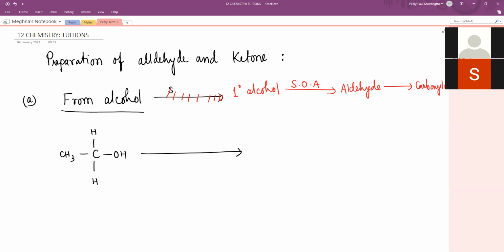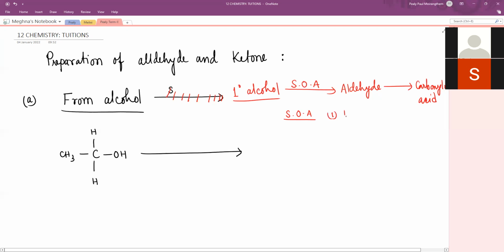carboxylic acid. So please remember, this is the method to convert 1 degree alcohol to carboxylic acid, because you have carboxylic acid in the syllabus also. So if you use a strong oxidizing agent, we'll get carboxylic acid straight away.